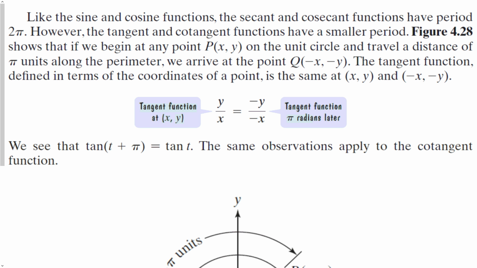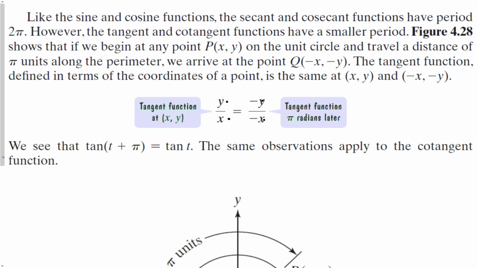Tangent, however, is a little weird. So like the sine and cosine, the secant and cosecant have 2 pi. Tangent and cotangent have a smaller period because remember what tangent is equal to. It's equal to y over x. So if I have negative y over negative x, that is also the same number as y over x.